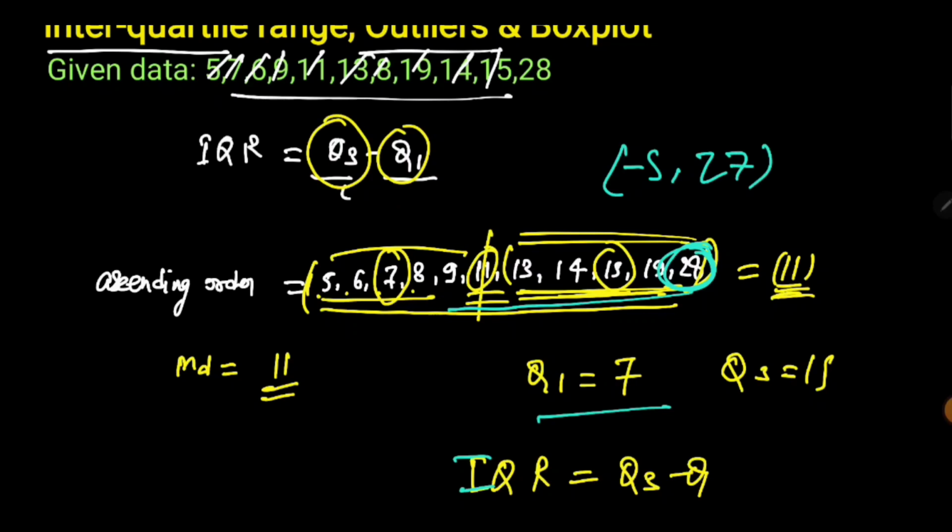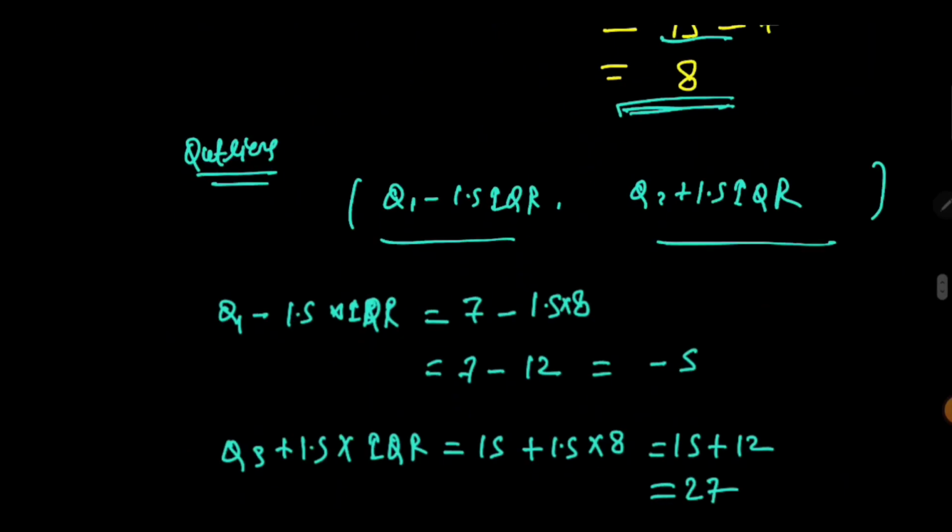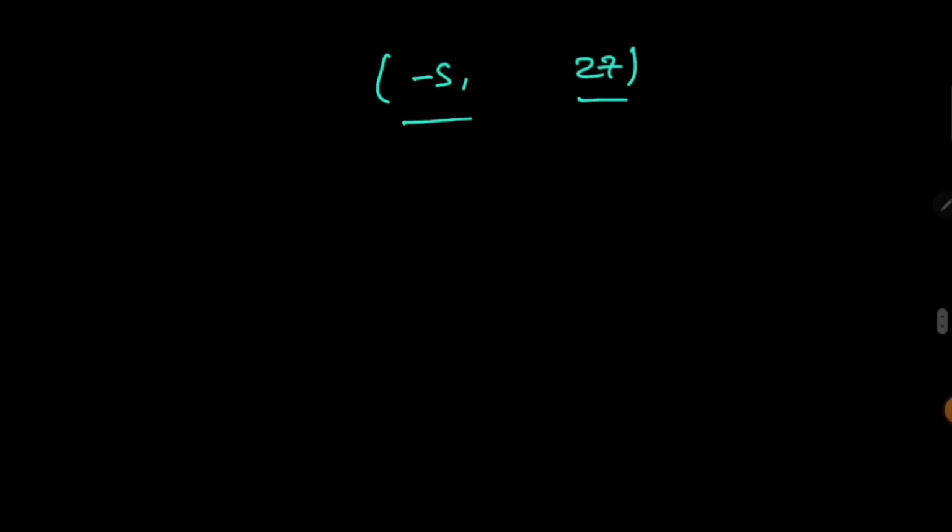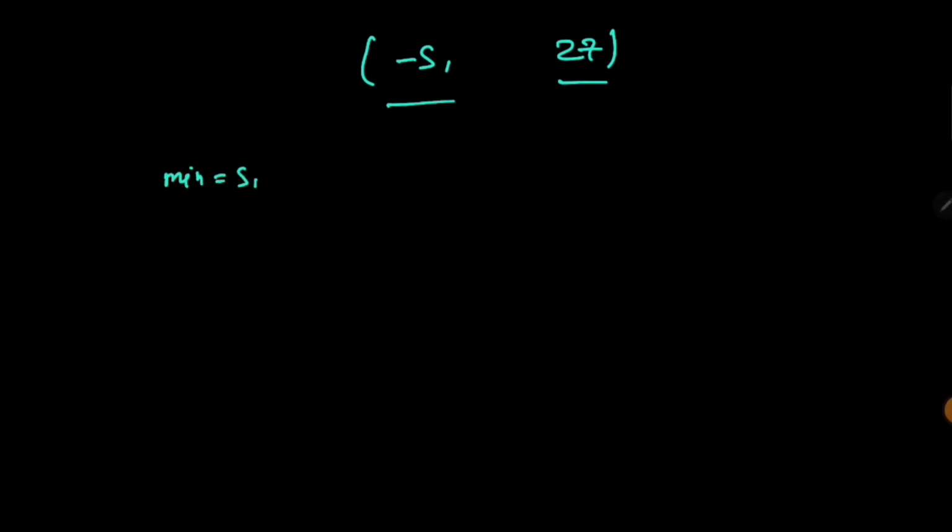So now we're gonna remove this 28. The maximum value of our data now will be 19 and the minimum will be 5. And we know that our median is 11, Q1 is 7, Q3 is 15. So now we can plot a box plot using this data set. So we have minimum 5, Q1 is 7, median is 11, and Q3 is 15, and now the maximum is 19.